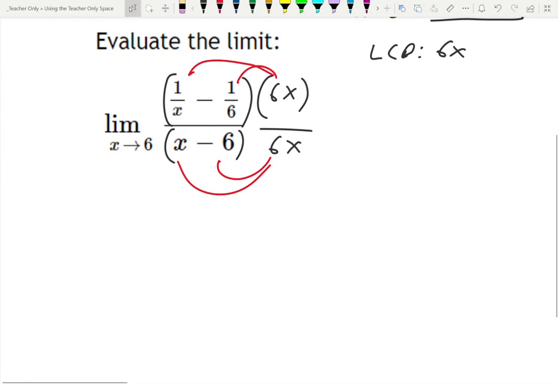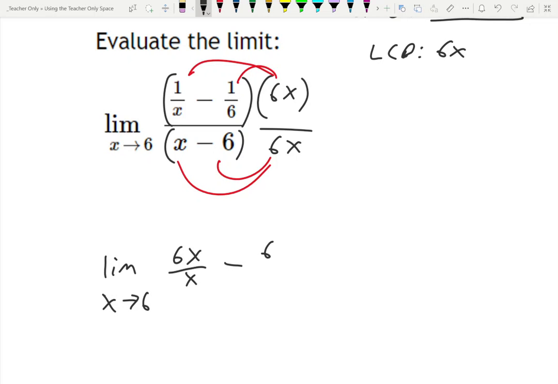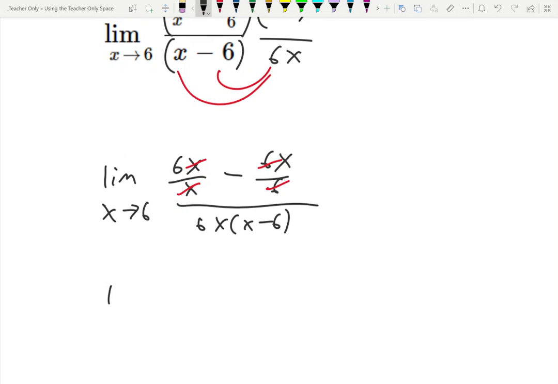resulting in the limit as x approaches 6 of 6x divided by x minus 6x divided by 6 over 6x times, and actually I'm going to leave the denominator factored to make my life a little better, because the whole goal is to factor and simplify anyway. So we're going to go ahead and do that and clean this all up. Now for the division, the x divides with the x, the 6 divides with the 6, as with the limit as x approaches 6 of 6 minus x over 6x times x minus 6.